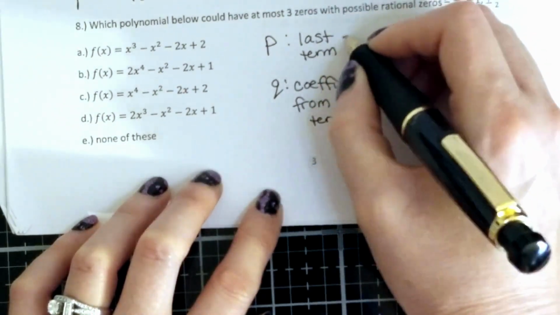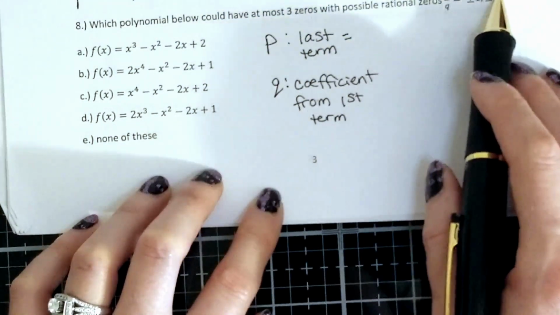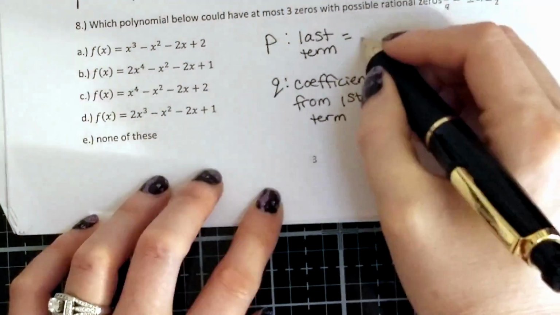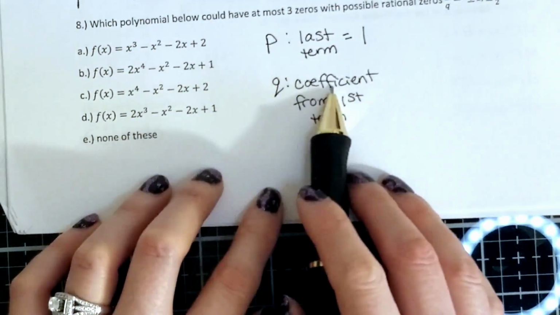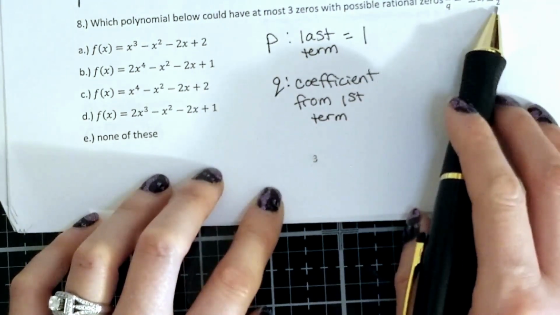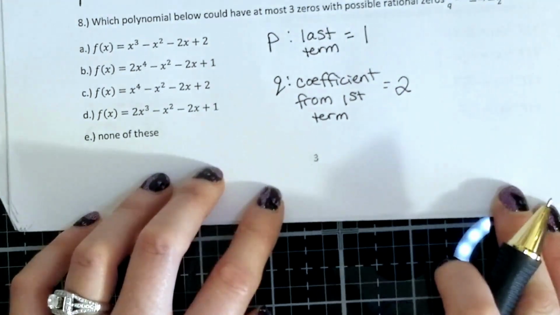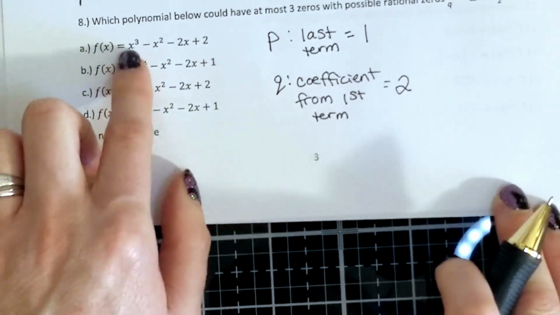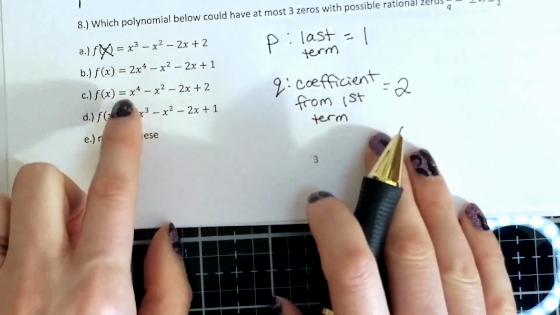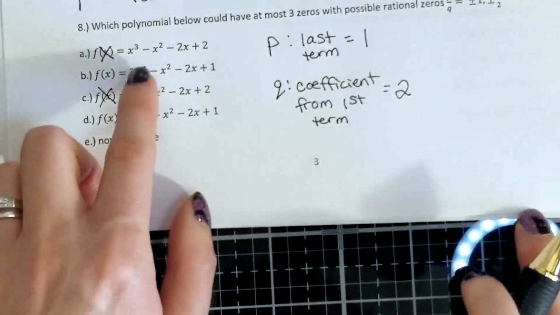Okay, so with that fact alone, I know that my p, look at the tops, is going to be 1. And I know that the coefficient, the bottom, that's a dead giveaway, is going to be a 2. So already I can tell this one is flip-flopped, so it's not A. And if I look at C, it is flip-flopped, it's not C. So we're looking between B and D.